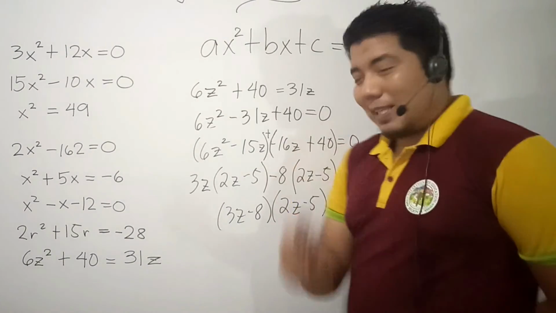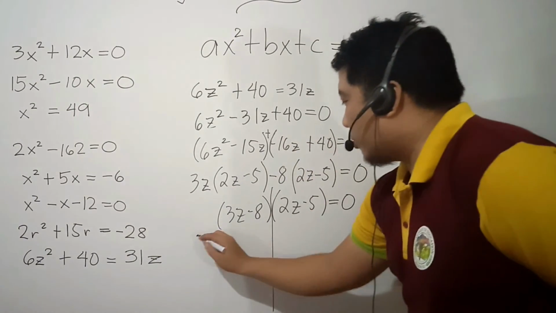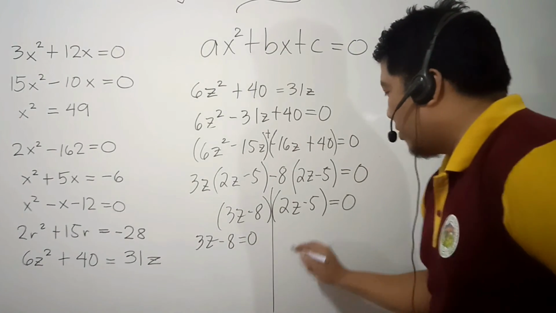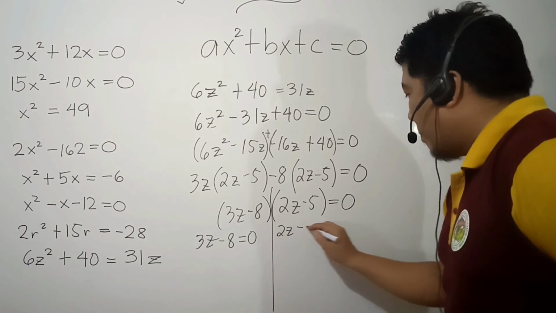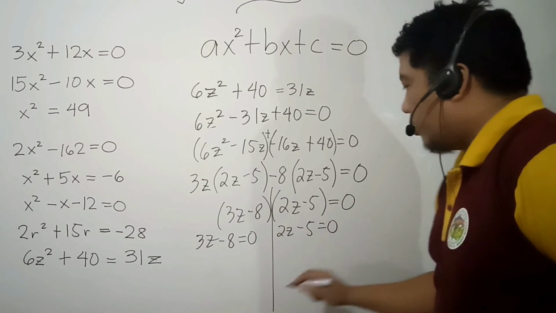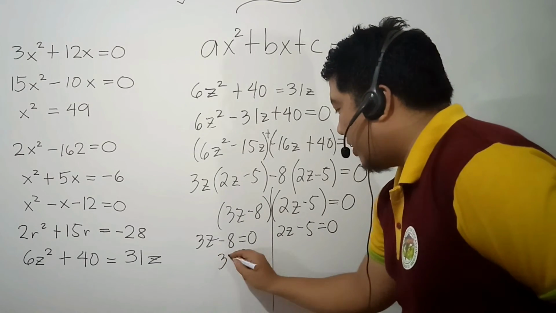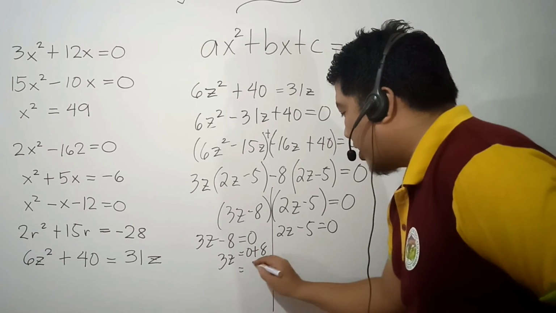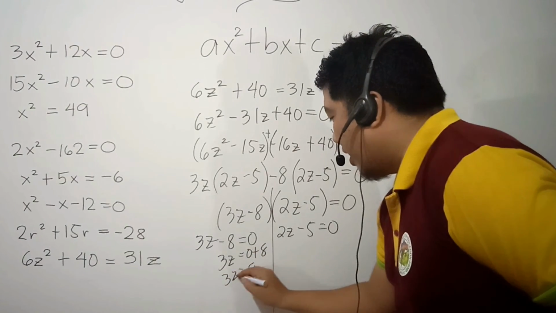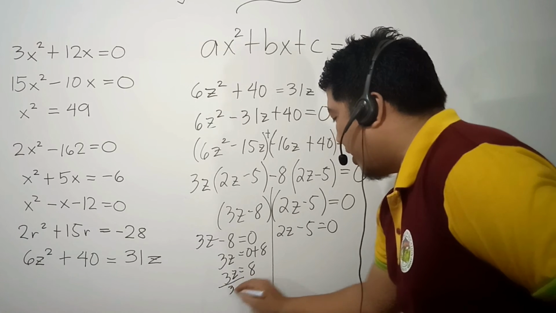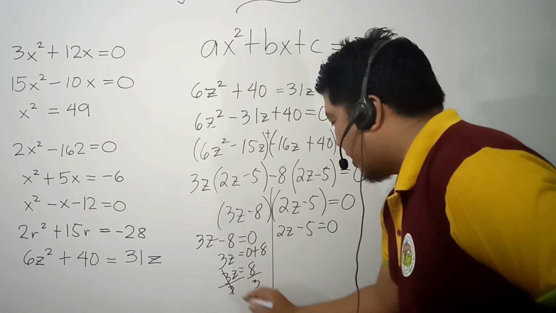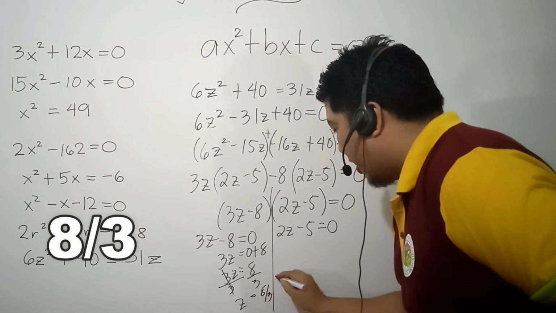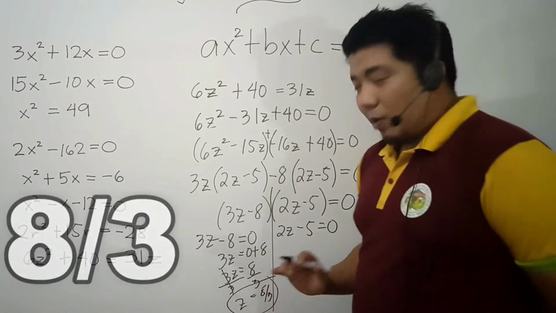Now, we will solve them separately, equating them to 0. So we have 3z minus 8 is equal to 0, and we have 2z minus 5 is equal to 0. Transposing, we have 3z is equal to 0 plus 8, giving us positive 8. Divide both sides by 3. Cancel. So our final answer is 8 over 3.